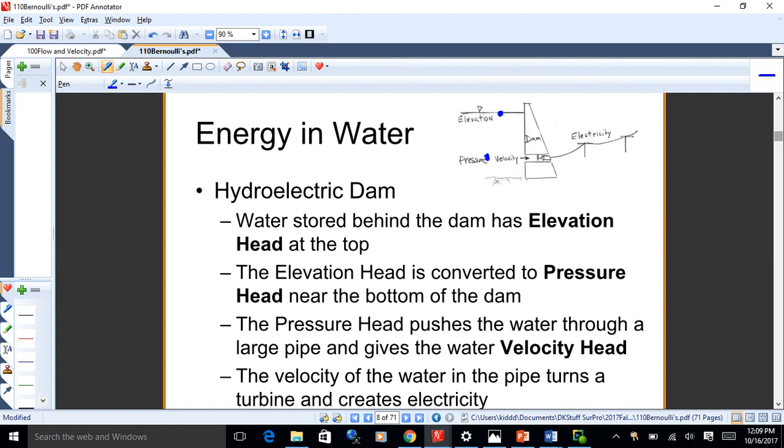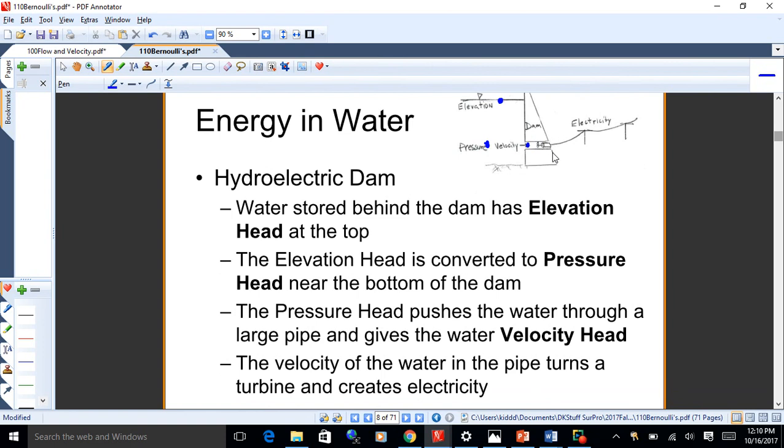Then you can put a hole in the dam and let the water flow through the hole. You might want to be a little bit more specific about how you make the hole, but that's a tunnel of some sort. So that pressure is going to push water through the hole, and you're going to get velocity. Now these things are called head, which means energy. I think that's an old term that comes from the steam engine days. So the water behind the dam has elevation head at the top. The elevation head is converted to pressure head near the bottom of the dam. The pressure head pushes the water through the opening there. And we got a large pipe going through the dam, and so then you get velocity head.